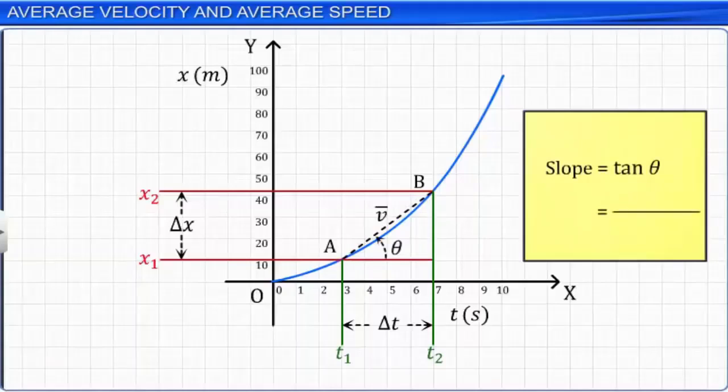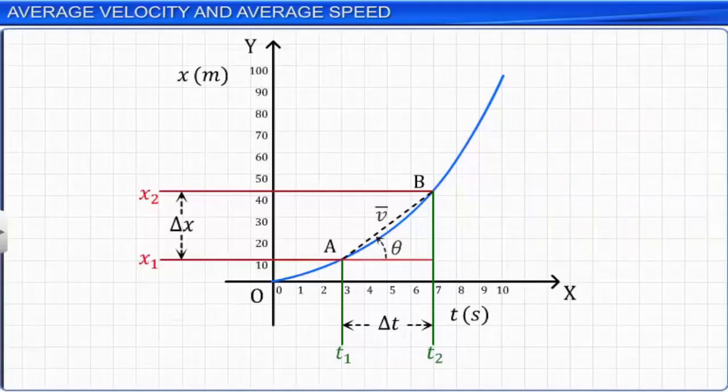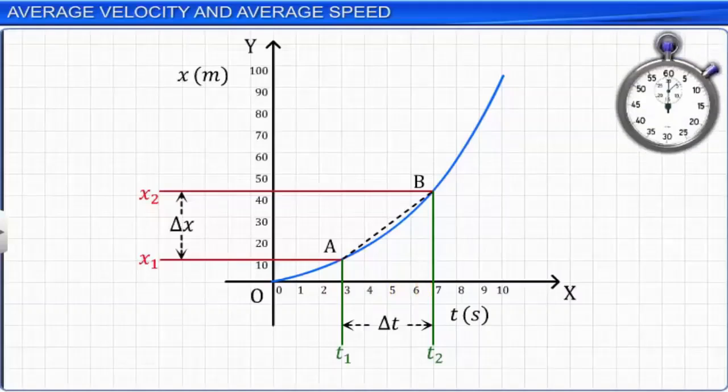If you observe the graph carefully, you will find that the displacement is different in different intervals of time. That is, from the 3rd to the 4th second, from the 4th to the 5th second, and so on. For calculating the average velocity, we take the total displacement and total time elapsed. In other words, it is the average of different velocities obtained at different instants of time.